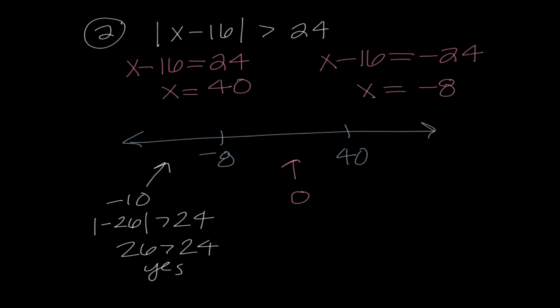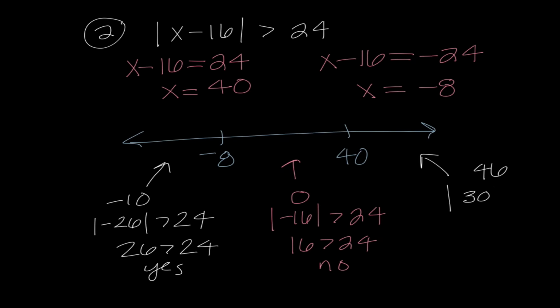Okay, in between, I'm going to choose 0, so I get the absolute value of -16 is greater than 24. Is 16 greater than 24? No. And right away, as soon as this worked, my guess would be that I would also shade over here. But let's just double check. Let's try 46. You might be thinking, why am I doing 46? Well, because 46 minus 16 is 30. That was just easy for me. So I get 30 is greater than 24, and yes, that works.